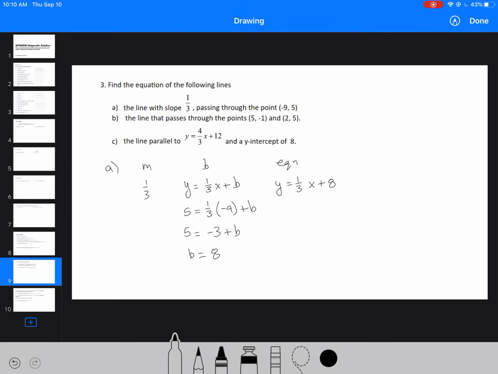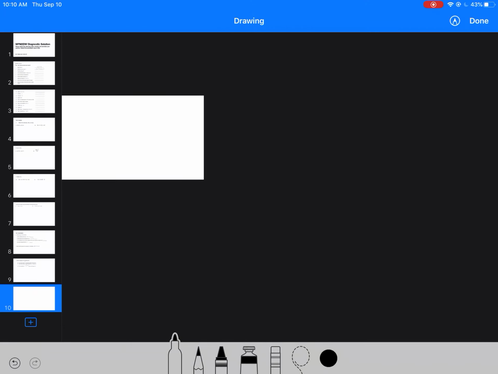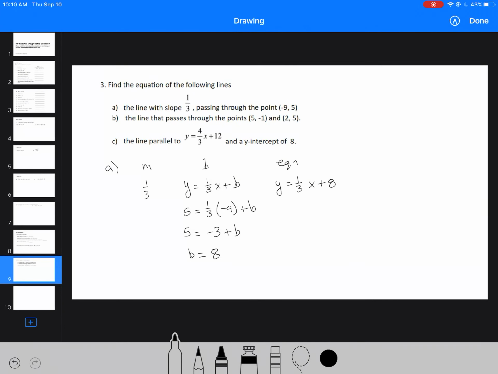I'll add in another slide here. Just a blank. Okay. So I'll do b up here, the line that passes through the points 5, minus 1 and 2, minus 5. First thing I need to do is find the slope, y2 minus y1 over x2 minus x1. So I've got 6 over minus 3, which is minus 2.